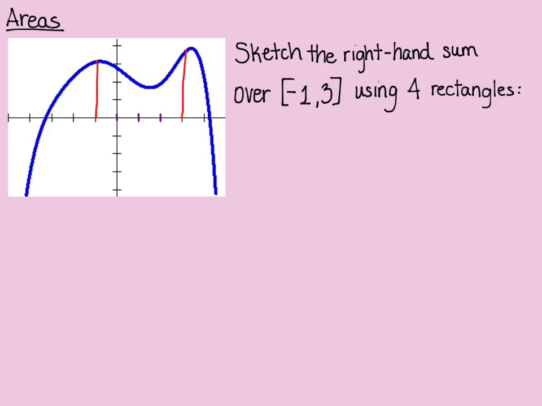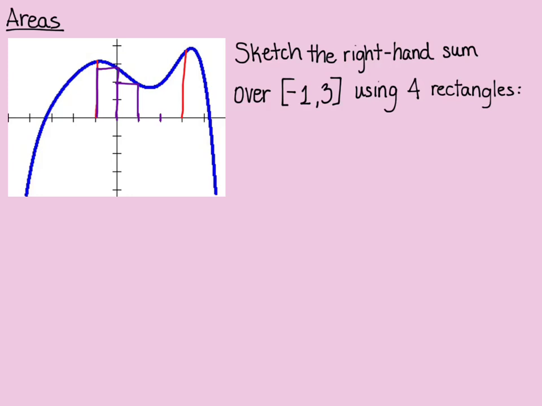Now I want to do a right-hand sum, so I'm going to use the right endpoint for each interval in order to determine the height of my rectangles. For the first rectangle, we see that the right endpoint is at x equals 0. So I trace up until I hit the curve, and then I move to the left and trace back down. For the second rectangle, the right endpoint happens when x is 1, so I trace up until I hit the curve, and then trace to the left.